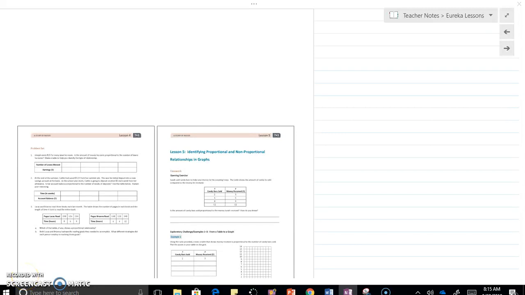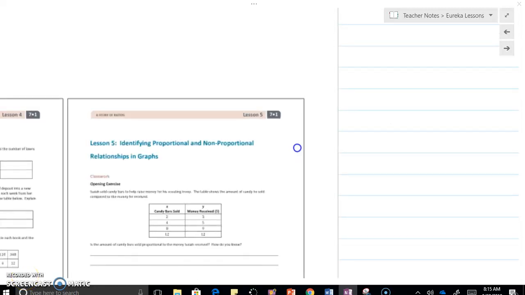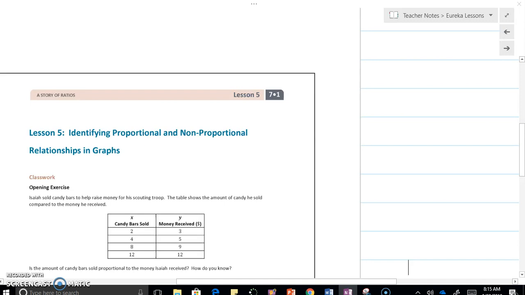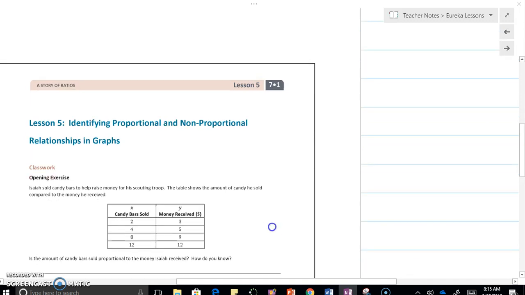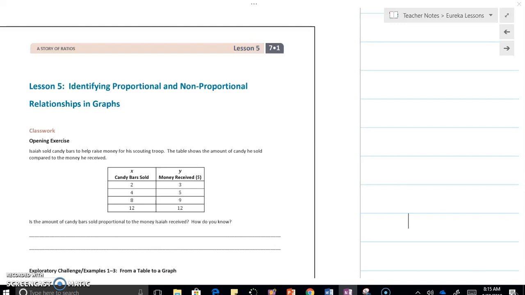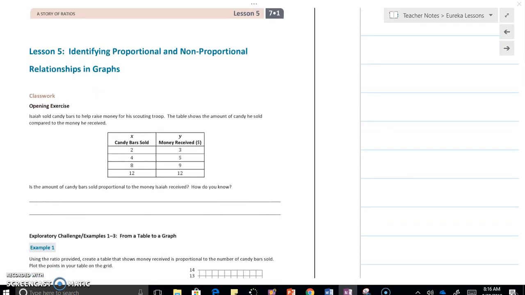Okay, welcome to lesson 5, identifying proportional and non-proportional relationships. We're going to go ahead and do the opening exercise. Isaiah sold candy bars to help raise money for his scouting troop. The table shows the amount of candy he sold compared to the money he received. Is the amount of candy bars sold proportional to the money Isaiah received?